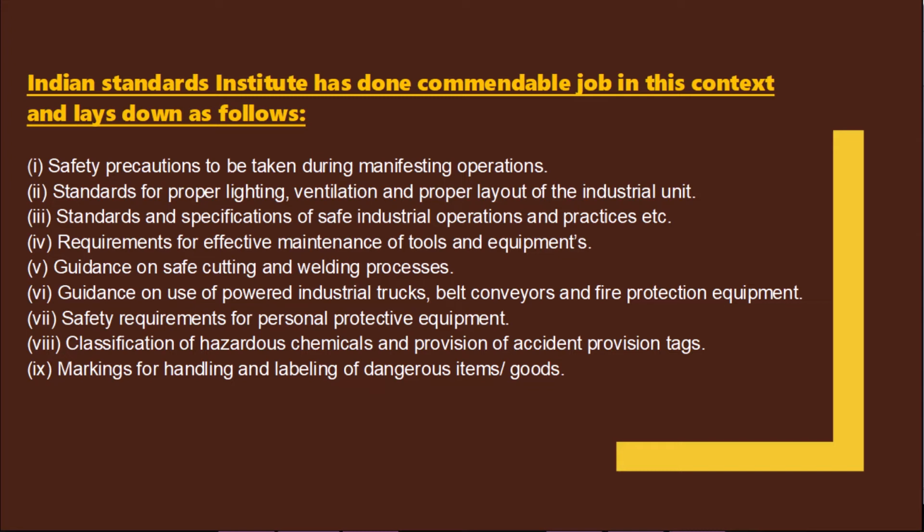Guidelines on the safe cutting and welding process. Guidelines on the use of powered industrial trucks, belt conveyors, and fire protection equipment. Safety requirements for personal protective equipment. Classification of hazardous chemicals and provisions of the accident prevention tags. Marking for the handling and labeling of dangerous items or goods.